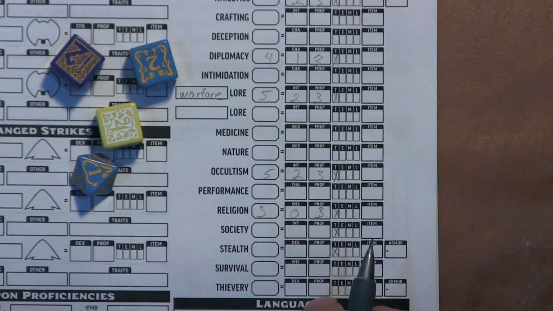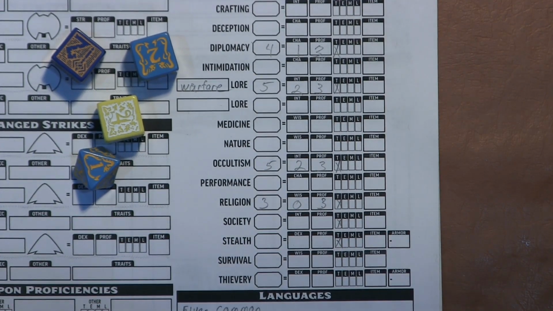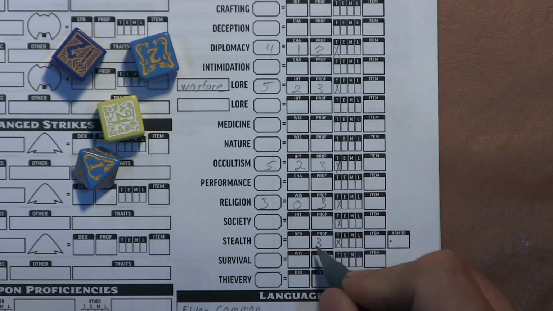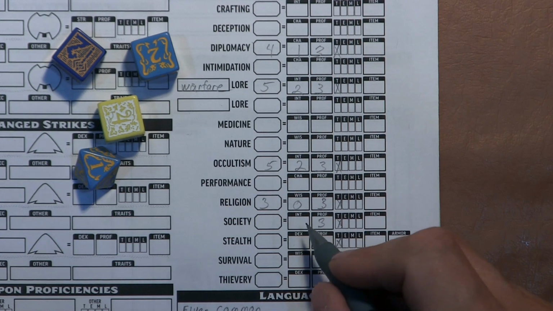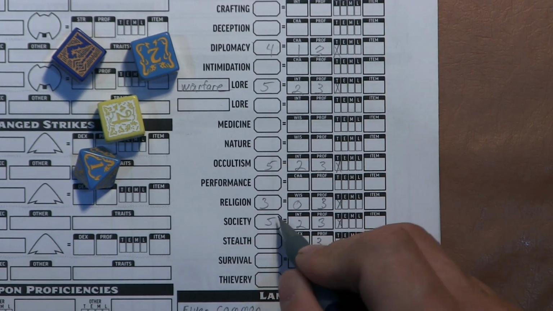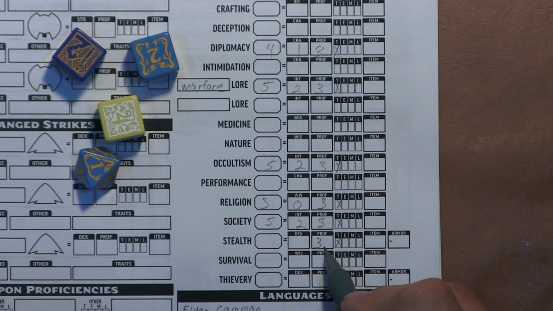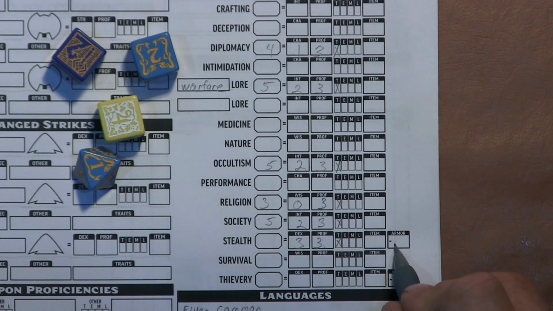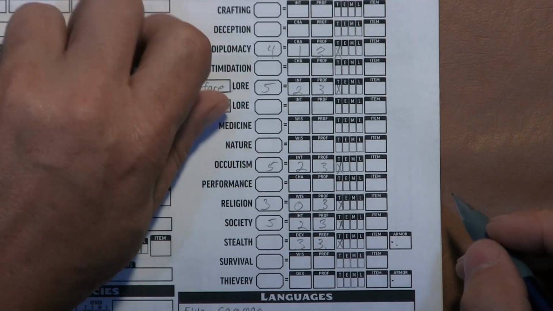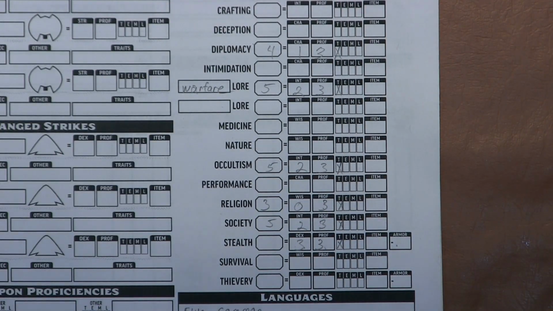Society, we have a proficiency bonus of 3. My bad. And an intelligence bonus of 2 for 5. And we have a stealth bonus of 3 for proficiency and 3 for dexterity, but there's an armor penalty possible. So there are all of his skills.